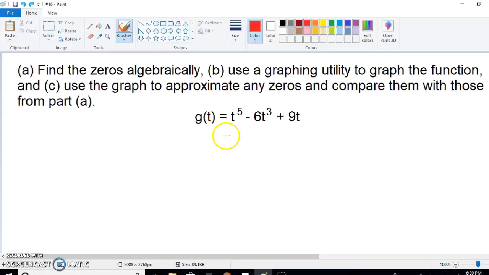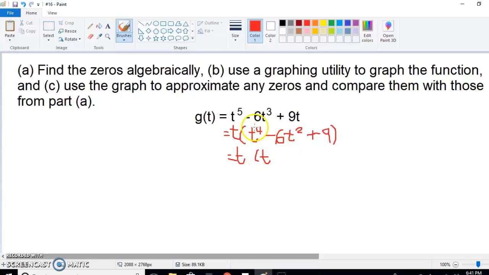So in this case, the first thing we can do, since they all have at least one t, we can factor out a t, and that leaves us with t times t to the fourth minus 6t squared plus 9. So what we have left in parentheses is of quadratic form. So what we can do is find two numbers that multiply to be 9 that add to be negative 6. So that would be negative 3 and negative 3.